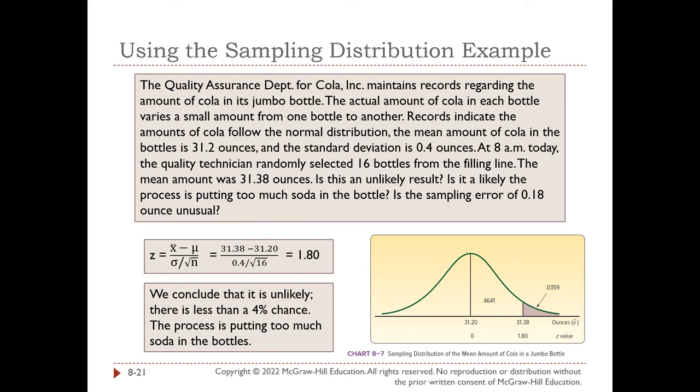So with the z-value of 1.80, we can conclude that it's unlikely. There is less than a 4% chance the process is putting too much soda in the bottles. So this is really using our z-tables to help us figure out what's going on. Again, the tail that's shaded is really only 4%, 0.0359. So it's very hard to say it's doing it on purpose, or having too much.